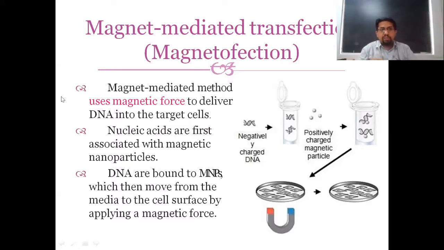Let us say this is the eukaryotic cell, and this could be your target DNA, which is covalently linked to your magnetic nanoparticle. If you use a strong electromagnet, it will pull this nanoparticle into the cell, and that is when your gene of interest will be stably transferred to your target cell.